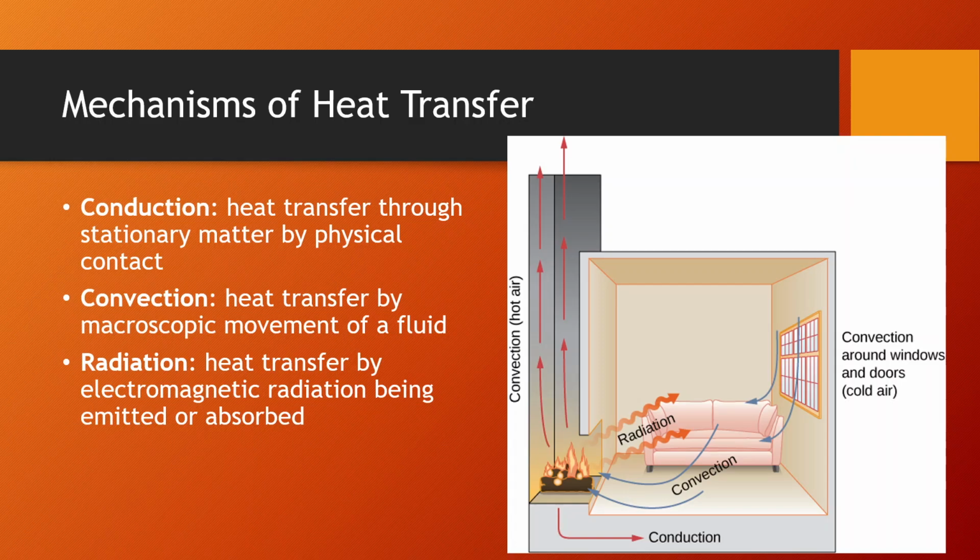Convection is the heat transfer by macroscopic movement of a fluid. We'll talk about that in a minute, but basically, convection would be hot air rising and cold air sinking. Then we have radiation, which is heat transfer by electromagnetic radiation being emitted or absorbed.